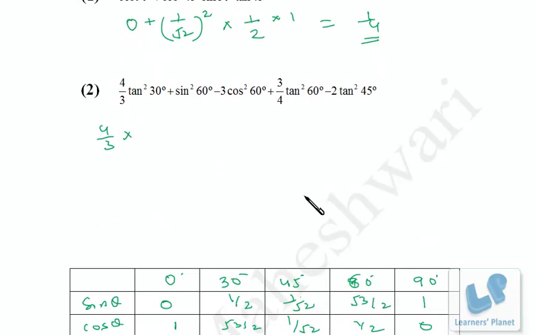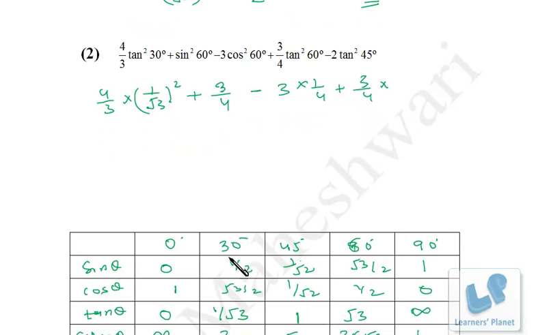Similarly here, 4 by 3 tan square 30 degree. Tan 30 degree is what? Tan 30 degree is 1 by root 3. So I just write it over here, 1 by root 3 whole square, plus sin square 60 degree. Sin 60 degree is root 3 by 2, so square will be 3 by 4, minus 3 cos square 60 degree. Cos 60 degree is 1 by 2, so cos square 60 degree will be 1 by 4, plus 3 by 4. Tan 60 degree is what? It's root 3, so its square will be 3, minus 2 tan square 45 degree. Tan square 45 degree is 1. So I just write 1 over here.